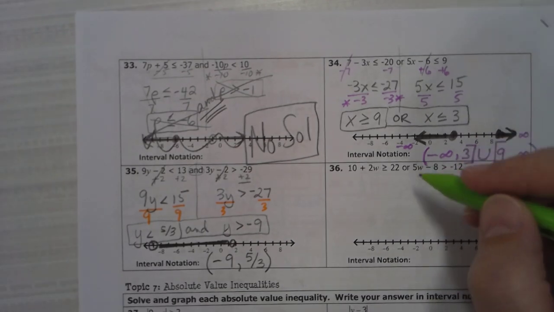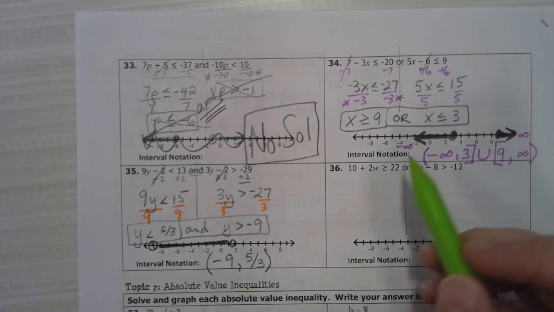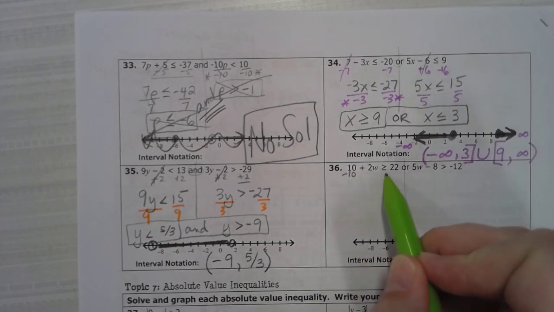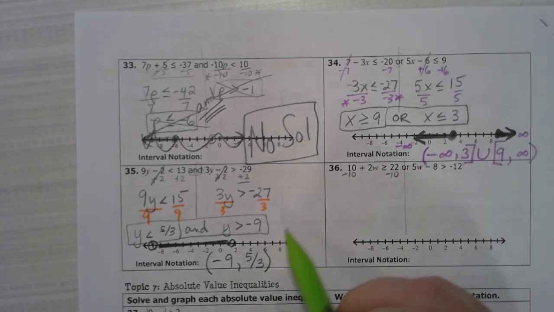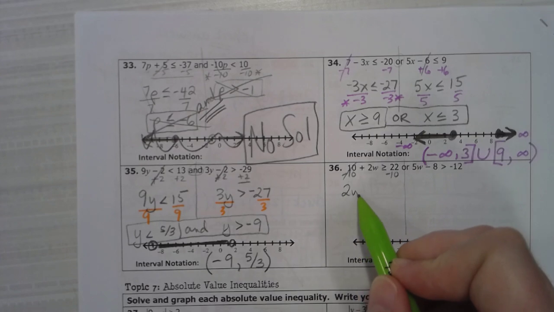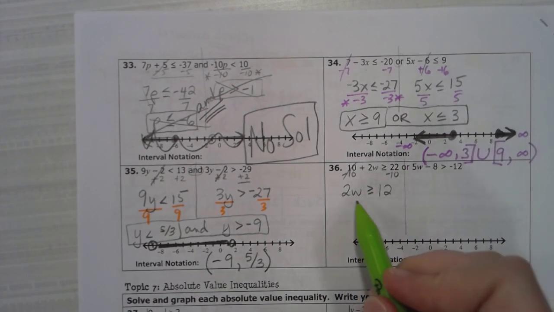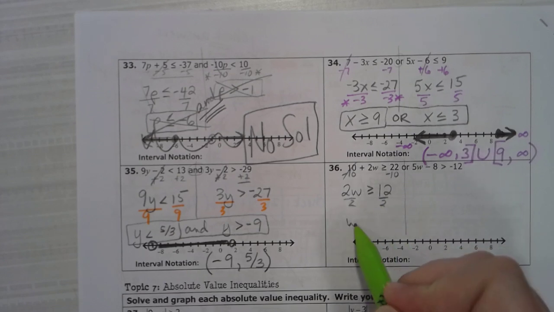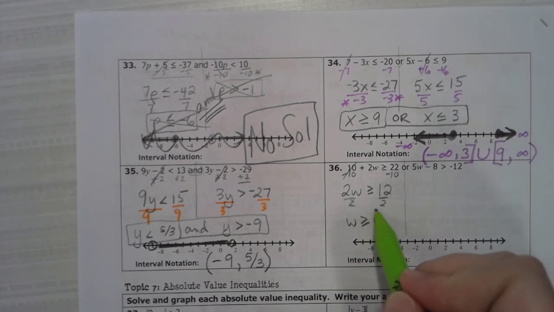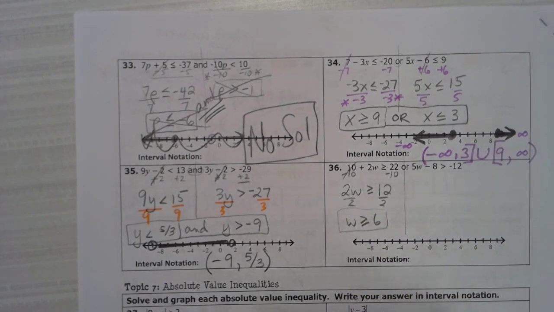All right, last one here, we have the word or. So we're going to take away 10 to get the w by itself. Positive 2w is greater or equal to 12. Divide by 2. W is greater or equal to 6.